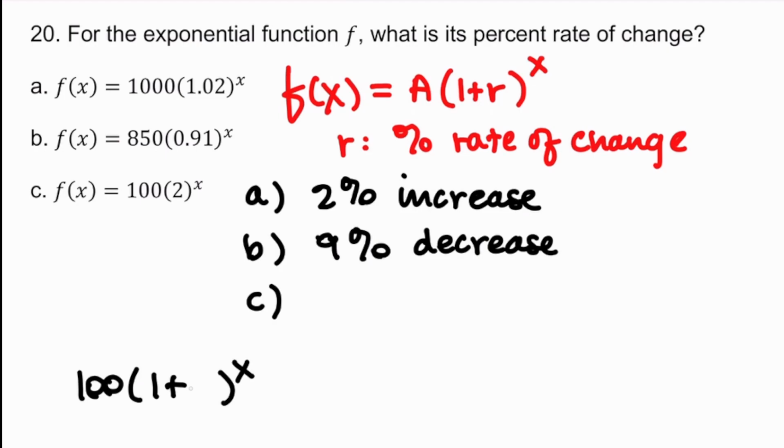For part C, 2 to the x, okay, so if I've got 2 to the x, that's going to be 1 plus 1. But r is the percent rate of change, and 1 is 100%, so I'm going to say this is a 100% increase because r was a positive number. And that's how I find the percent rate of change.